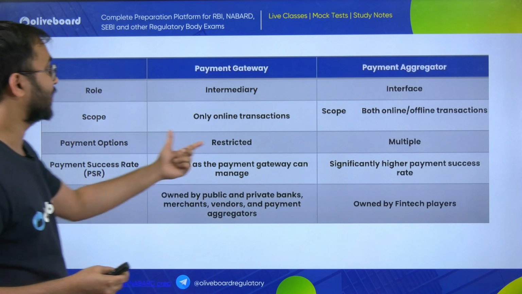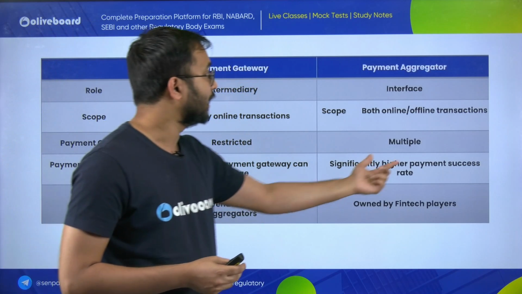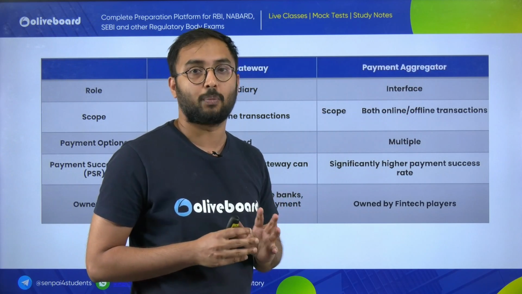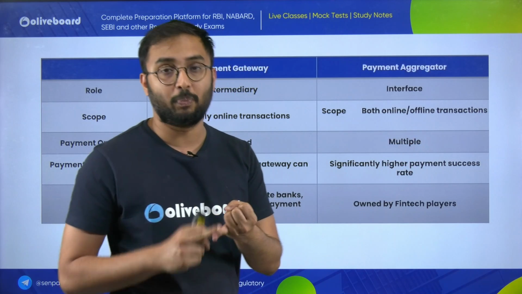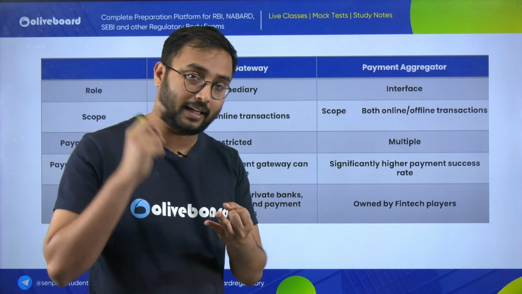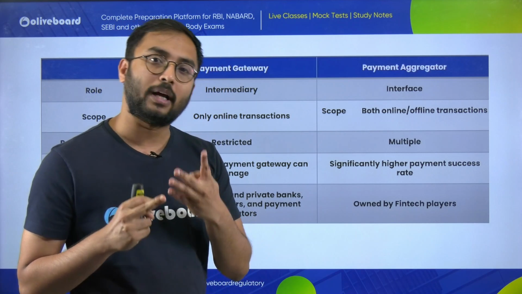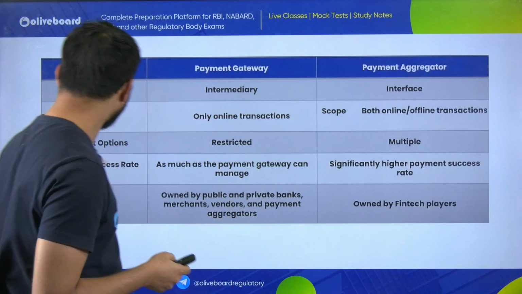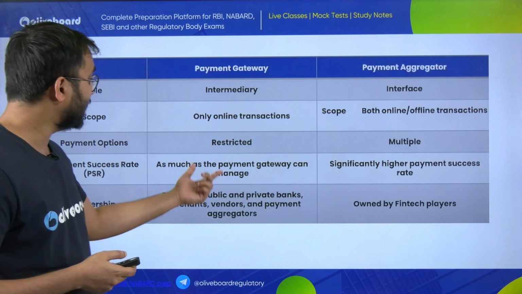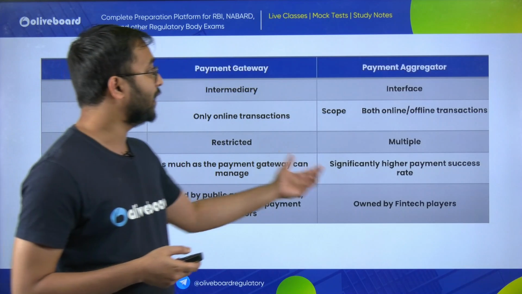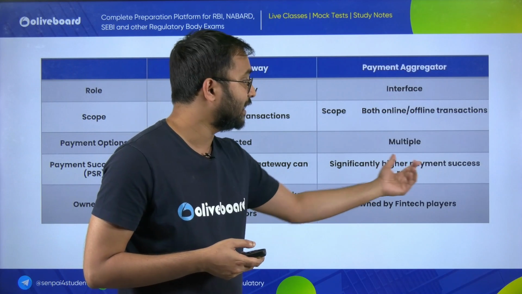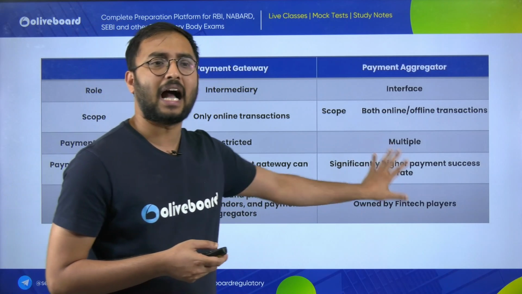Then, payment options are restricted for a payment gateway, but here multiple payment options are given by the aggregator. You can pay by your UPI, you can pay by your credit card, debit card, as well as by direct account also. The payment success rate in payment gateways it can manage, but in aggregators it is significantly higher.